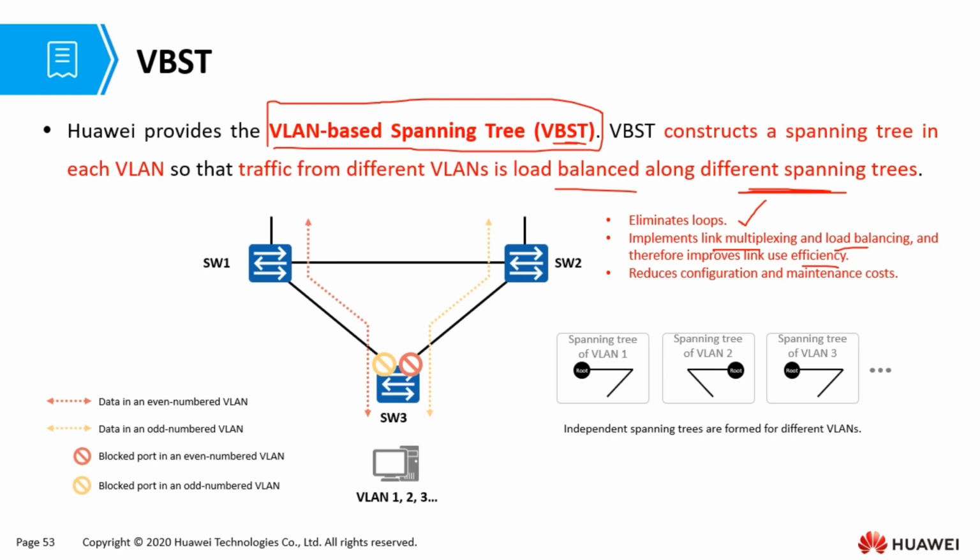So they are going to improve the efficiency there, and also reduce the configuration and maintenance cost. So if a great number of VLANs exist on a network, the spanning tree calculations for each of the VLANs will consume a lot of the switch processor resources also. Okay, so that's why Huawei introduced a VLAN-based spanning tree to solve these kinds of issues.